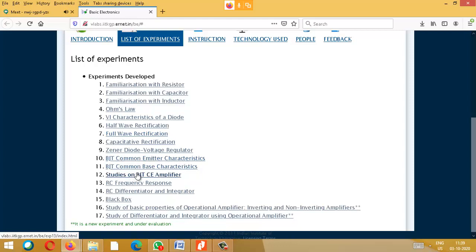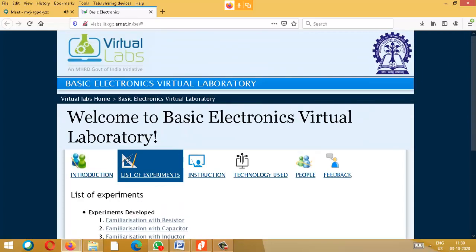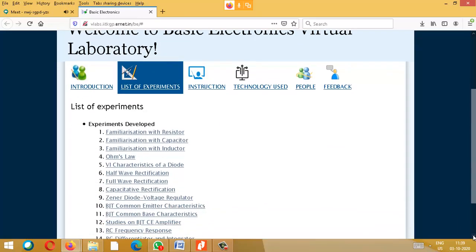Then the study of BJT as a CE amplifier is there. Then the frequency response, which is also in our syllabus. Only these experiments we will go through with this particular virtual lab. So this is a virtual lab, and let us start today with some introduction.